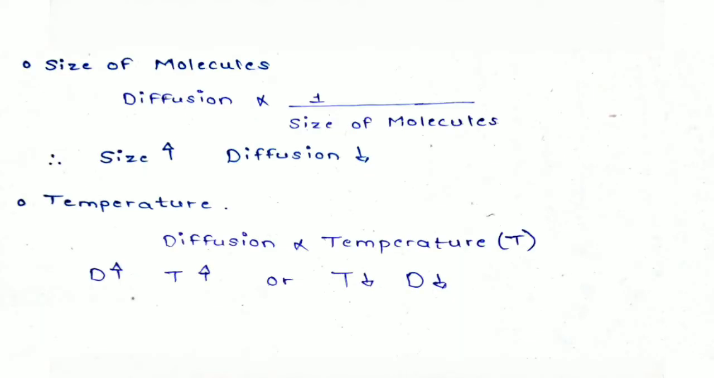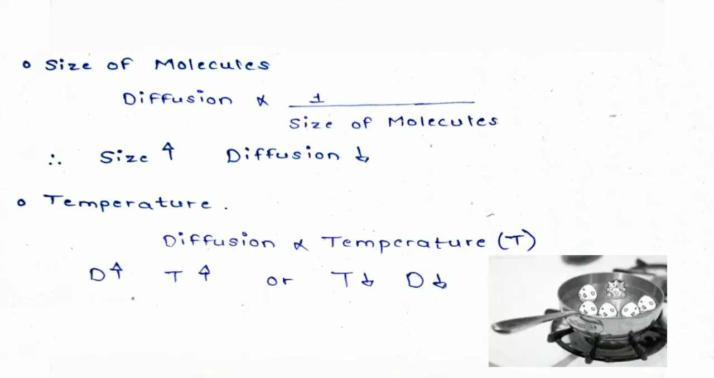Talking about the third point, that is size of molecule. The rate of diffusion is inversely proportional to the size of the molecule. Larger the molecule, the more difficult it is to pass through the cell membrane. Fourth point is temperature. The rate of diffusion is directly proportional to temperature. As temperature increases, the rate of diffusion increases. To understand this, suppose you heat up some substance, then the molecules inside will move randomly. Due to that movement, it will cause a higher rate of diffusion.